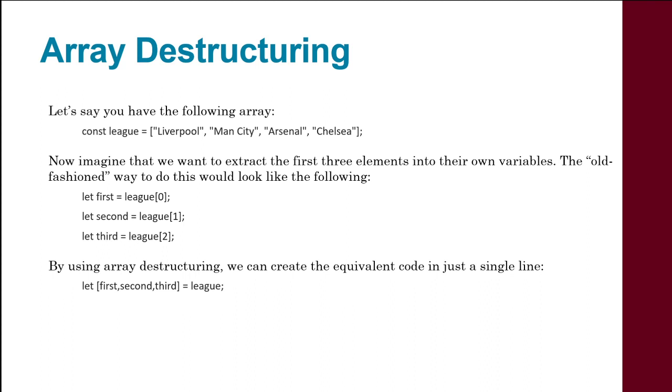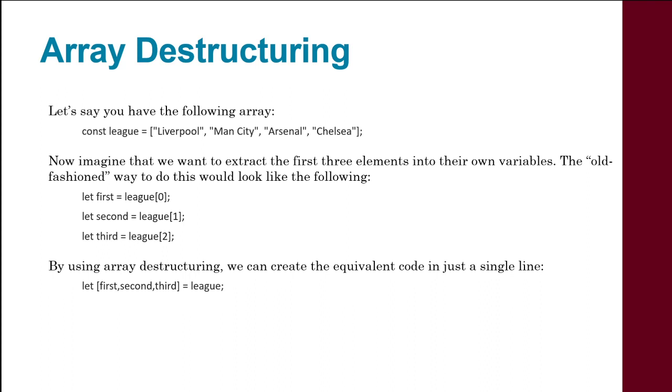Here's the cool thing. We used to have to, if you wanted to take a value out of an array and set it to its own variable, you would have to set the array, which is what they've done at the top, league, and is set to Liverpool, Man City, Arsenal, and Chelsea. Manchester City, by the way. These are, looks like rugby leagues.